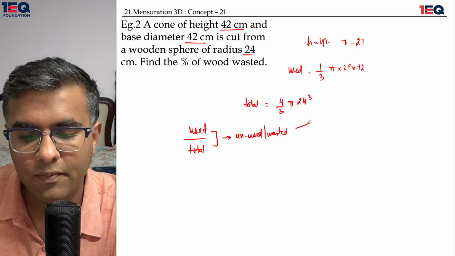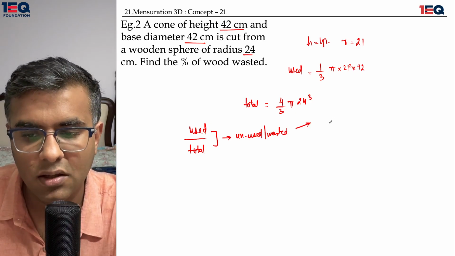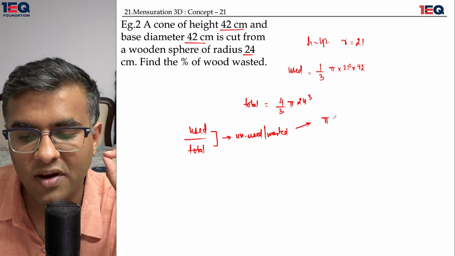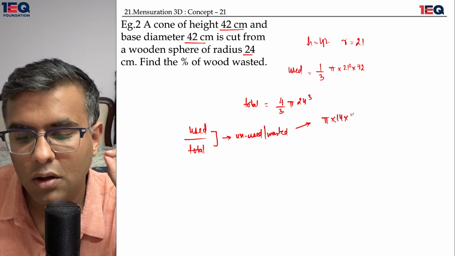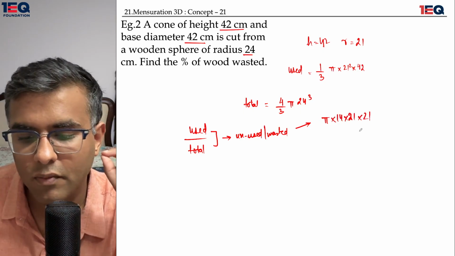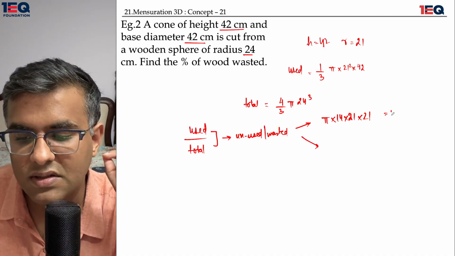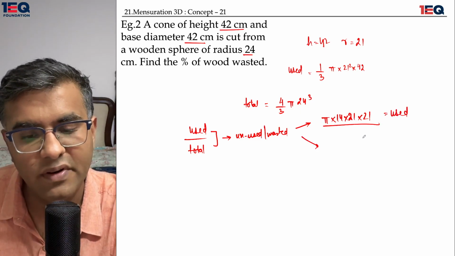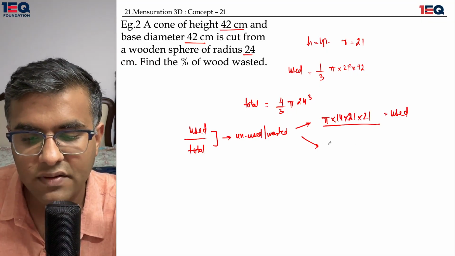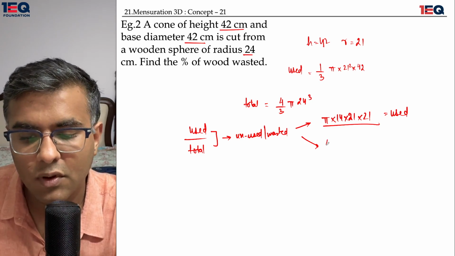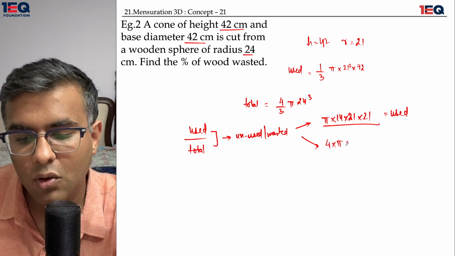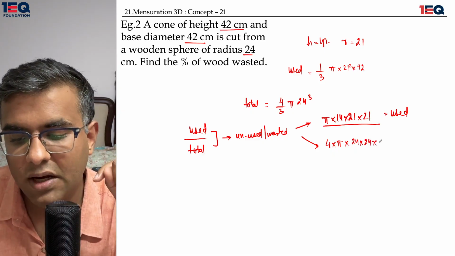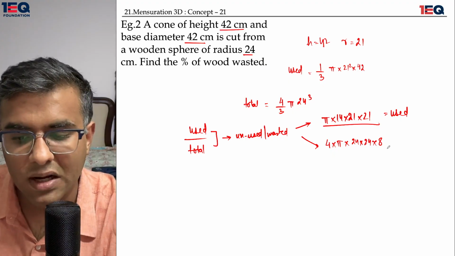Let me help you in this way. If I'm putting the used thing into perspective, so pi by 3 cancels out, 42 by 14, so 14 into 21 into 21. This is the used side. There is a ratio which I am trying to find out between the used and the total. The total which I have is 4 by 3 pi r cube, 4 into pi into 24 into 24, and 24 upon 3 is nothing but 8. So there is no square left right now.